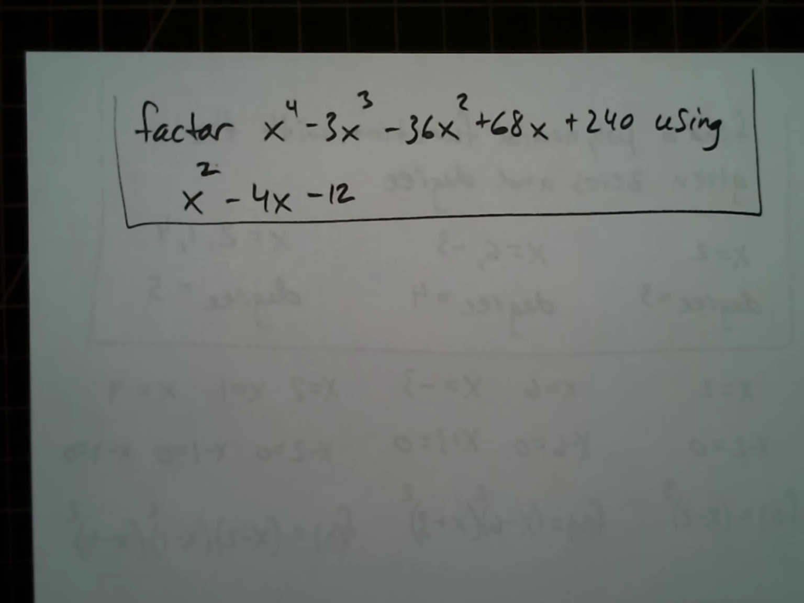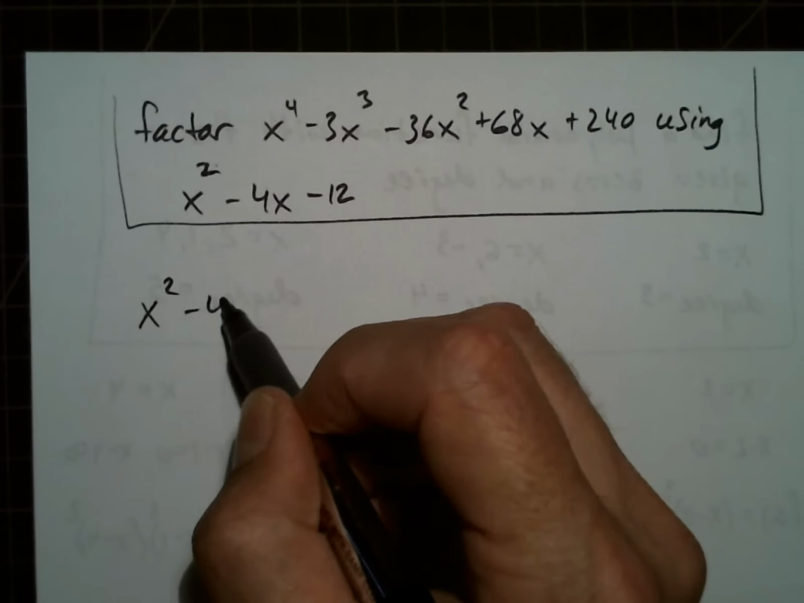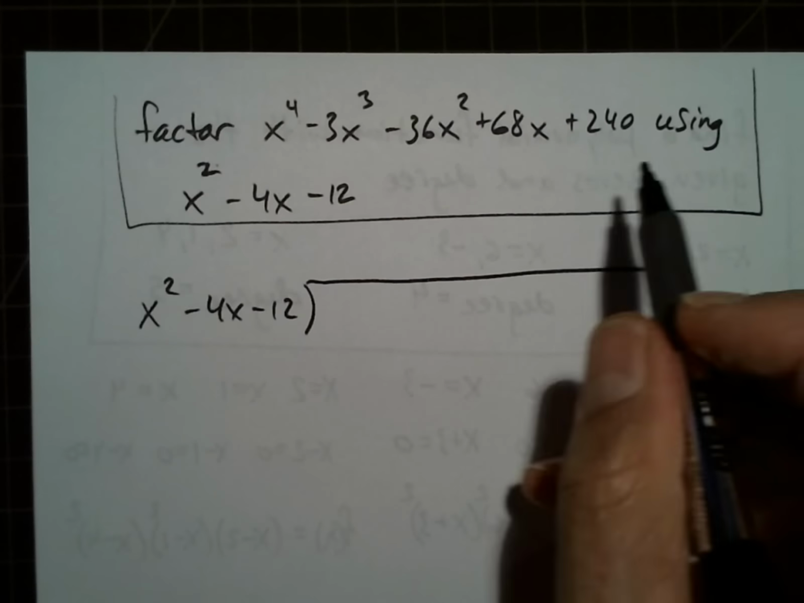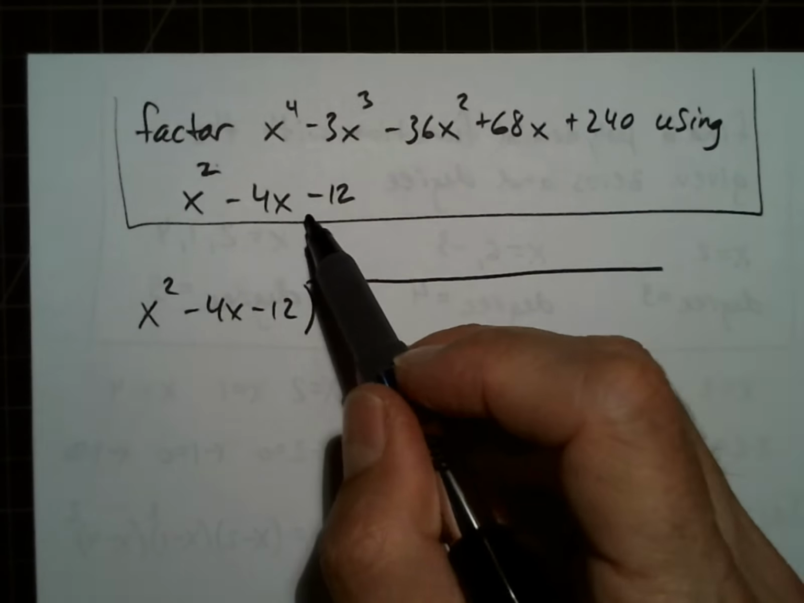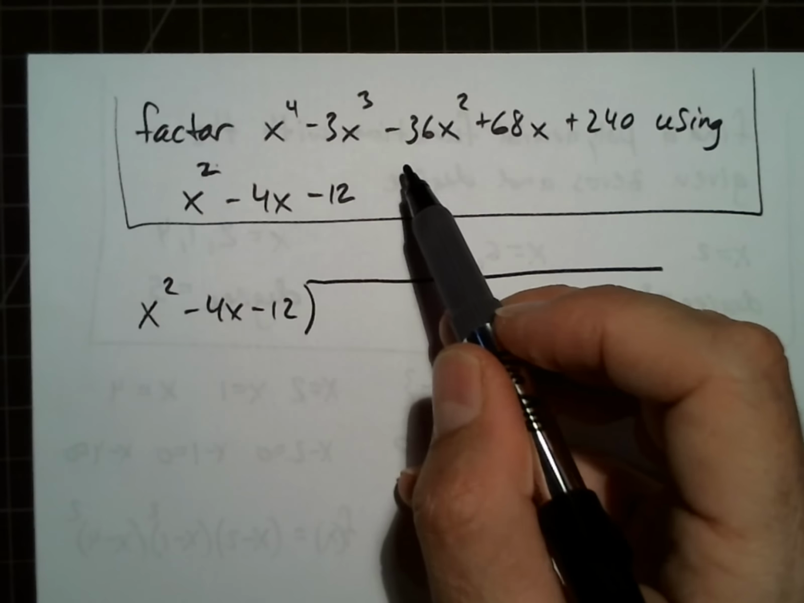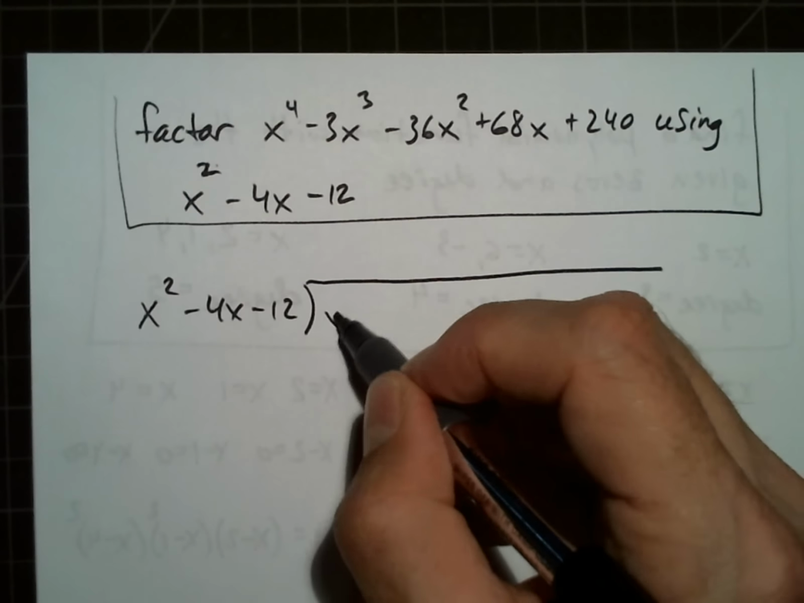Okay, this is telling us to do the same thing we just did. We're going to use long division. It's just a different way of asking the question. If this is a factor of that, then we can do long division, and whatever the answer is to long division will be another factor of this.